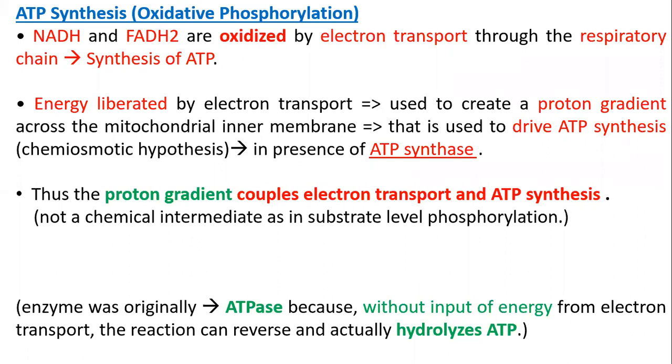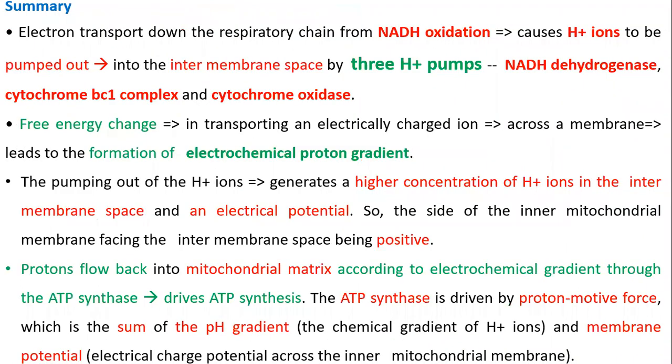Thus, the proton gradient couples electron transport and ATP synthesis, which is not a chemical intermediate as in substrate level phosphorylation. And that ATP synthase enzyme was originally known as ATPase because without input of energy from electron transport, the reaction can reverse and actually hydrolyze ATP.